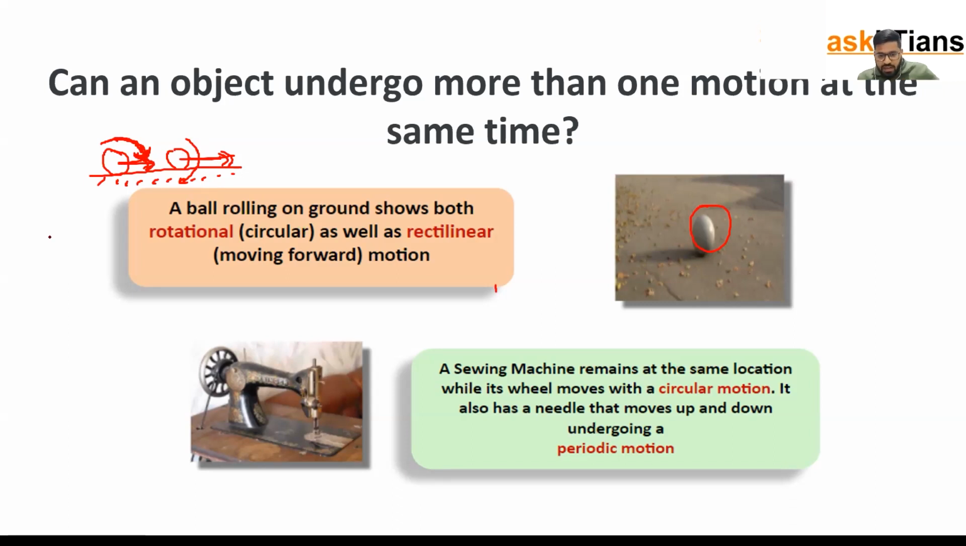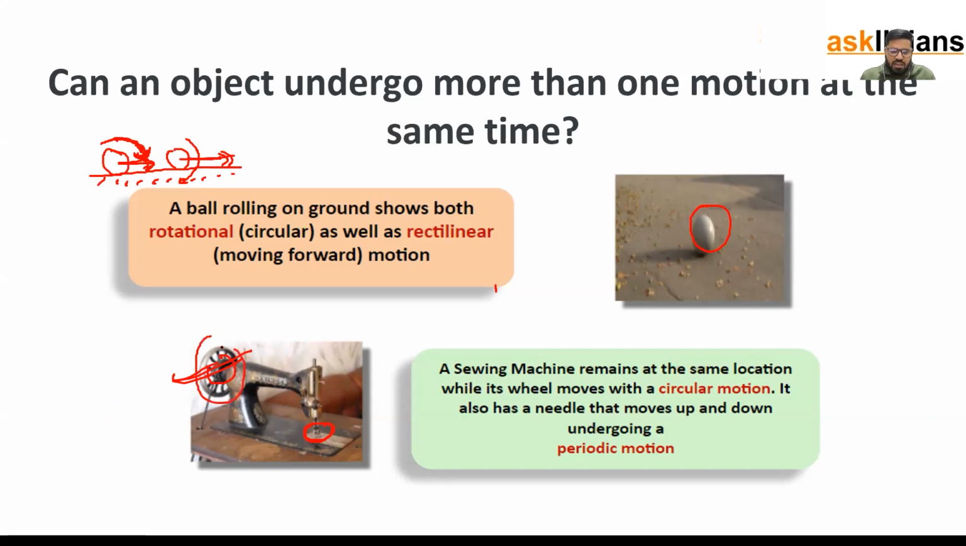Clear? Now the second example of multiple motions is the sewing machine. I think you all have seen a sewing machine in your homes. The sewing machine has two types of motion. One is you are moving it with your hands like this. When you move it like this, any part on this wheel is moving in a circular motion. But when you are moving it, the needle of the sewing machine goes up, down, up, down, which is used to stitch the cloth. So the needle is somewhere here, and it goes up and down continuously when you move the wheel of the sewing machine.